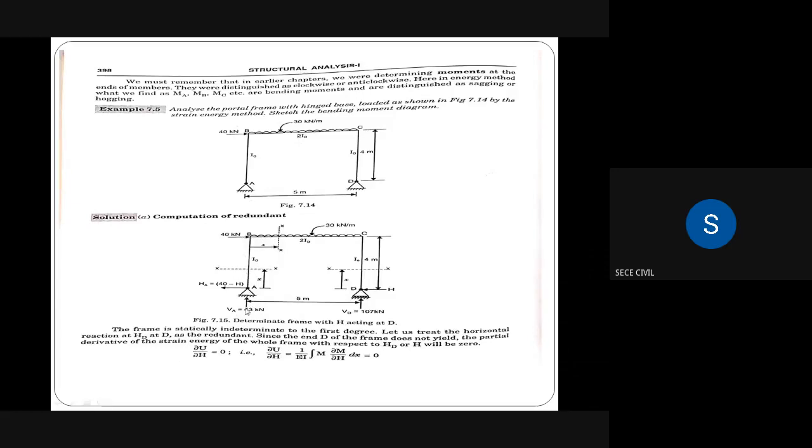Because of this VA, what moment will we get, clockwise or anti-clockwise? Sivapritika?